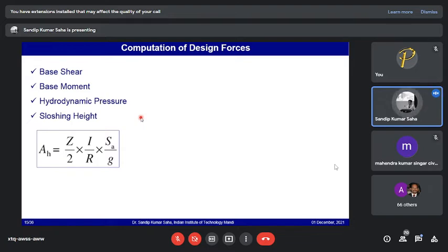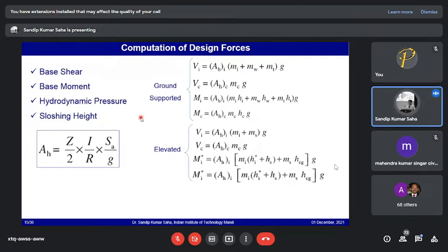Then Sa/g is the spectral acceleration, which depends on the period of vibration. So Ah can be calculated considering Ti and Tc, the periods of vibration for the impulsive mass and the convective, or sloshing, mass. Once Sa/g is calculated for the impulsive or convective mass, you can easily find out the shear force and moment at the base because of the acceleration. For the impulsive mass of a ground supported tank, Ahi can be easily calculated from the design response spectrum given in IS 1893, corresponding to Ti. Ti can be calculated as shown in the previous slides.